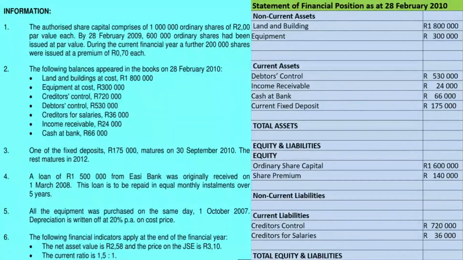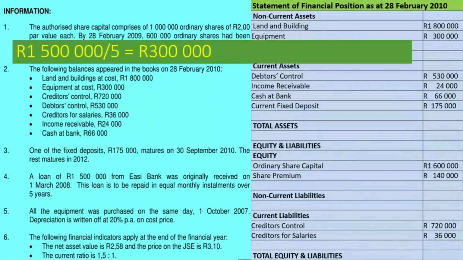We are told that a loan of 1.5 million rand from Easy Bank was originally received on 1 March 2008. This loan is to be repaid in equal monthly installments over 5 years. It's very important to pay attention to the details here. So if we look at that, we know that the loan is going to be repaid over 5 years, as we have been told. Now we want to know how much is repaid annually. So we're going to take 1.5 million rand, divide by 5 years. It gives us 300,000 rand, and that is the amount that will be repaid each year, 300,000 rand.